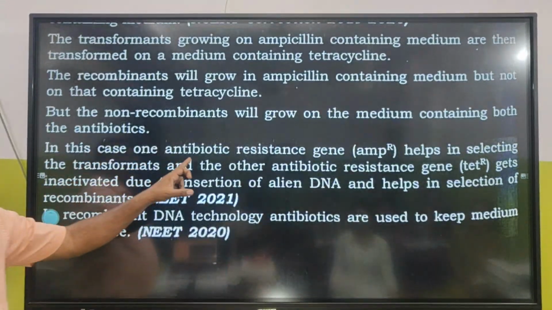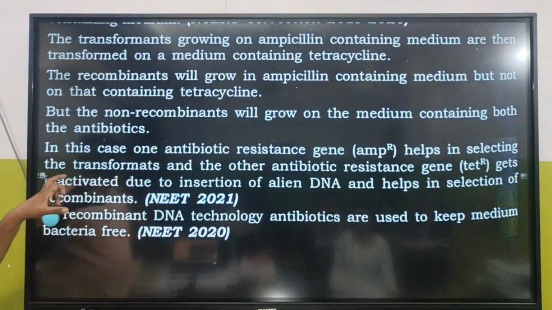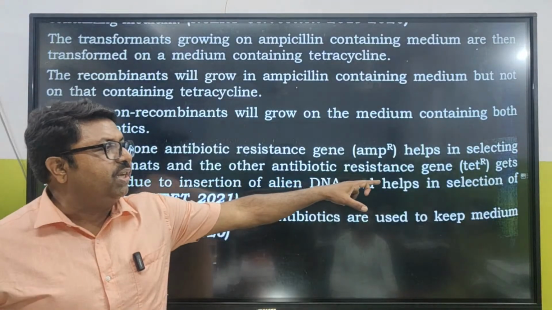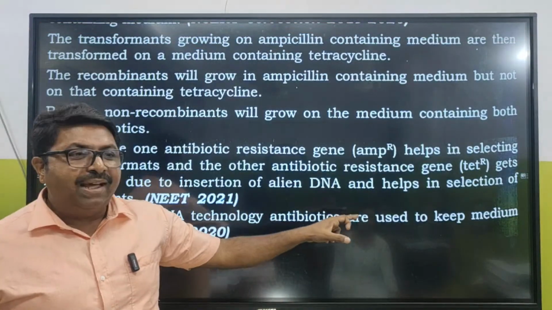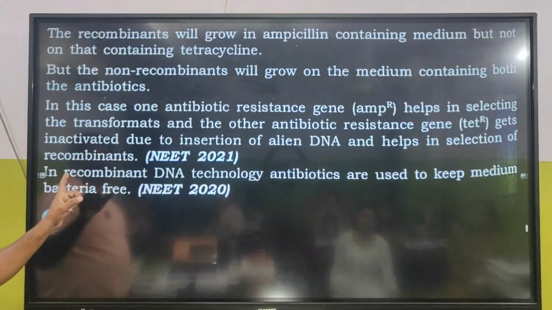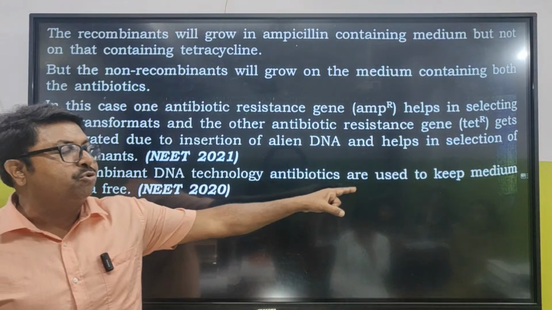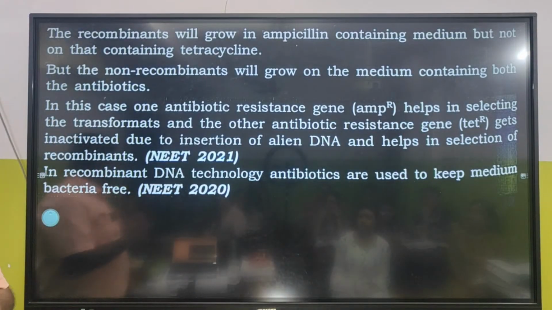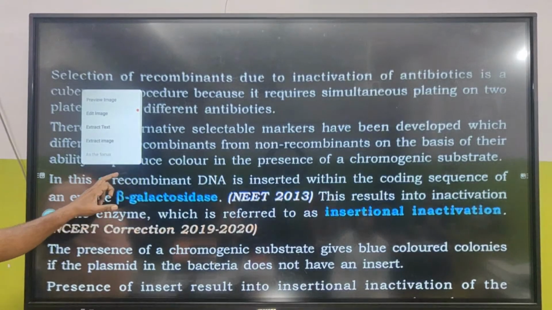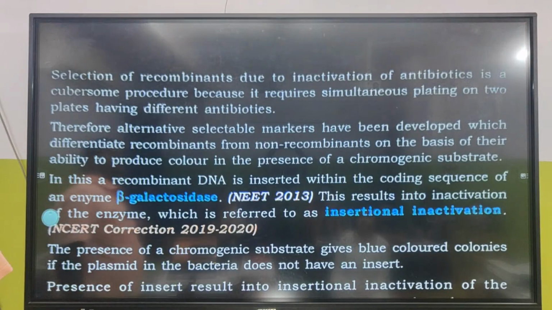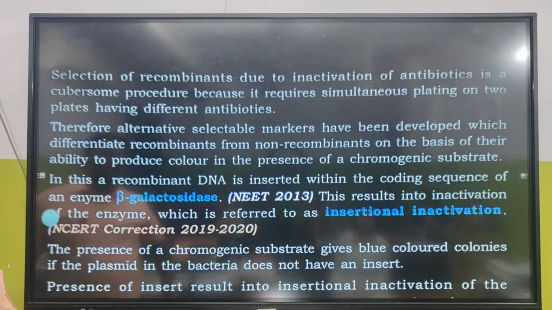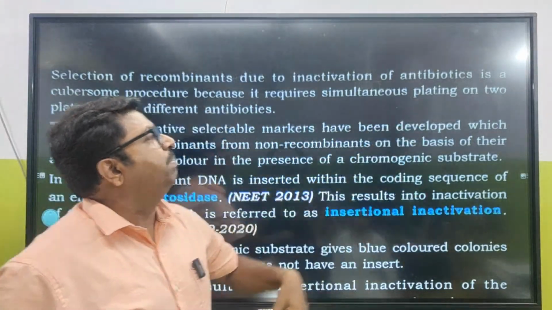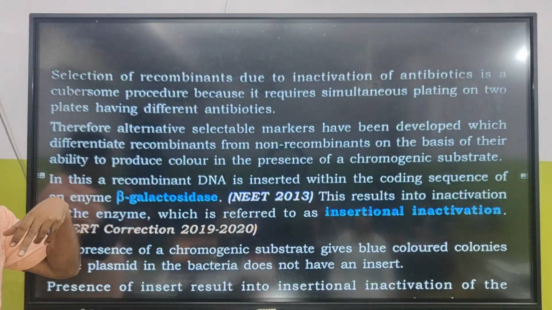Now, in this case, one antibiotic resistance gene, ampicillin R, helps in selecting the transformants, and the other antibiotic resistance gene, tetracycline R, gets inactivated due to the insertion of alien DNA and helps in the selection of recombinants. In recombinant DNA technology, antibiotics are used to keep the medium bacteria free. Selection of recombinants due to inactivation of antibiotics is a cumbersome process, because it requires simultaneous plating on two plates having different antibiotics.